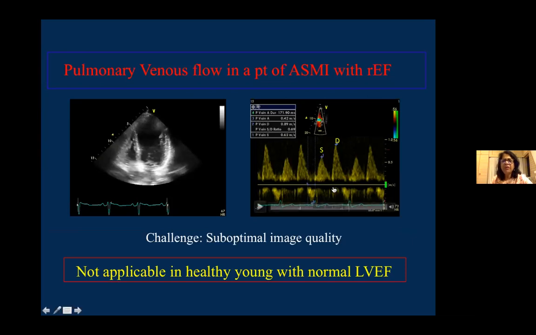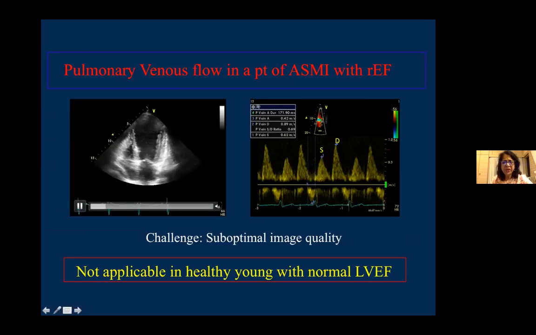However, pulmonary venous flow imaging is a challenge because in some patients we get a suboptimal image. But we must remember that it is not applicable in a healthy young individual with normal ejection fraction. It has to be reduced ejection fraction.